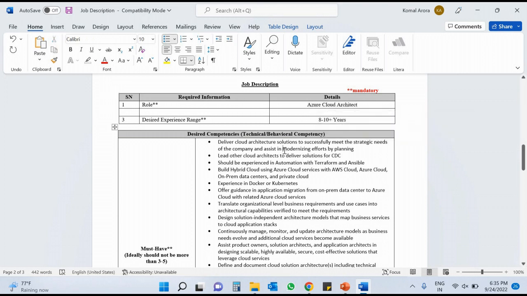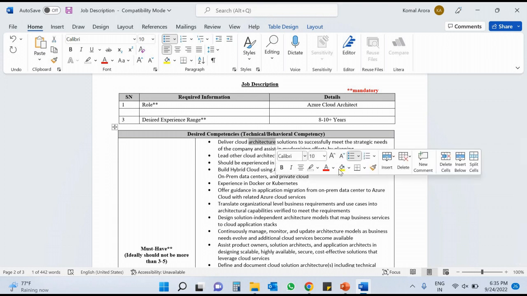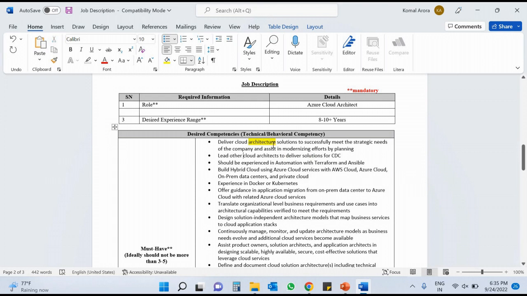Now the same things, we have to follow 2 steps. First step is to highlight the technology names. Okay, let us read line by line. First is deliver cloud architecture solution. So let me highlight this architecture. Obviously we are looking for a person playing the role of an architect. Here it is also mentioned: deliver the cloud architecture solution to successfully meet the strategic needs of the company and sustain modernizing effort by planning. So this is the responsibility of the architect.